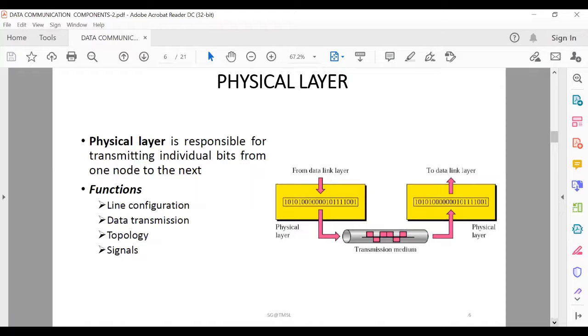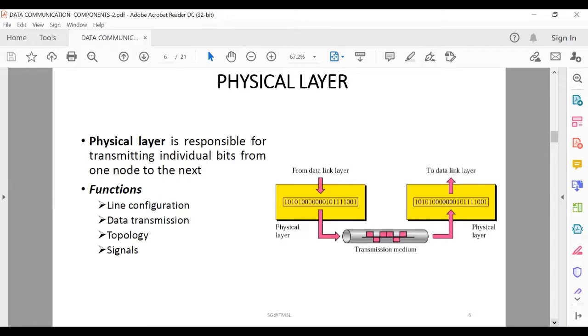Now coming to the first layer, which is called the physical layer of the OSI model. The main functionality of this physical layer is to transmit the individual bits from one node to another node, and it is the lowest layer. Basically, it establishes, maintains, as well as deactivates the physical connections, and it specifies the mechanical, electrical, and network interface specifications among these nodes, how they are connected physically.